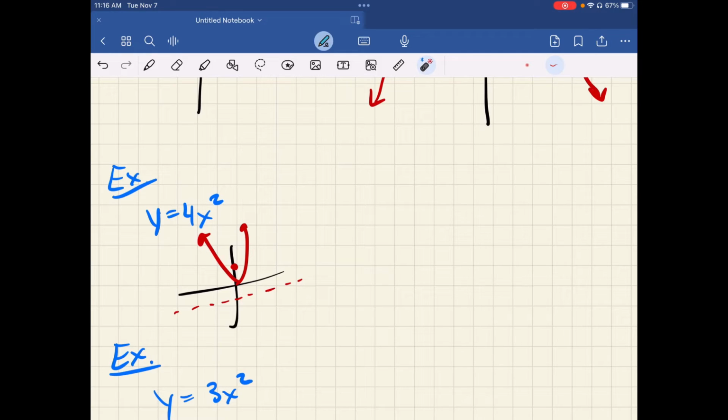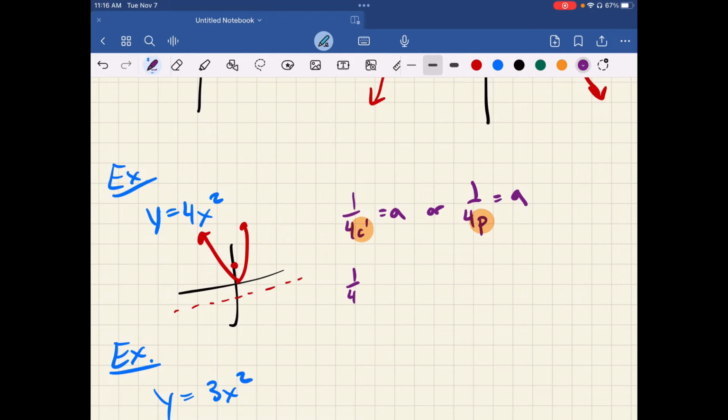Okay. So what we're going to do is utilize a formula, and that formula is going to be 1 over 4c prime equals a. By the way, you'll see other formulas look like this, or it could be 1 over 4p equals a, but either way, it doesn't matter. What we're looking for here is the c in this case or the p in this case. You can see it's the exact same formula, just written a little bit different. Okay, so in this case, my a value is 4. So I've got 1 over 4c prime equals 4, all right?